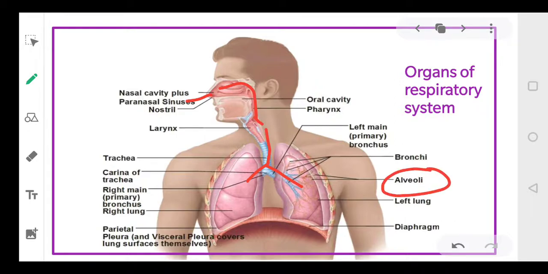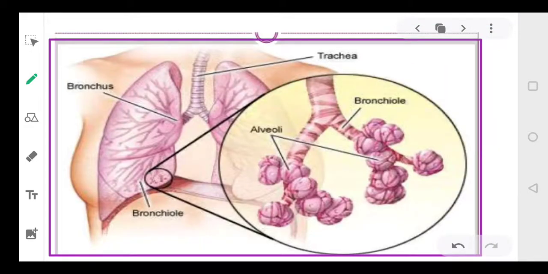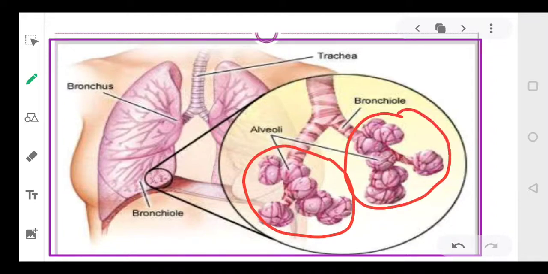Now see, I have drawn a magnified structure. In the magnified structure you can see the alveoli, they look exactly like balloons, isn't it? And the bronchiole is delivering the air into the alveoli. Here the exchange of gases will occur. You can easily see these balloon-like structures. They have a very thin membrane, so diffusion can easily take place through it.